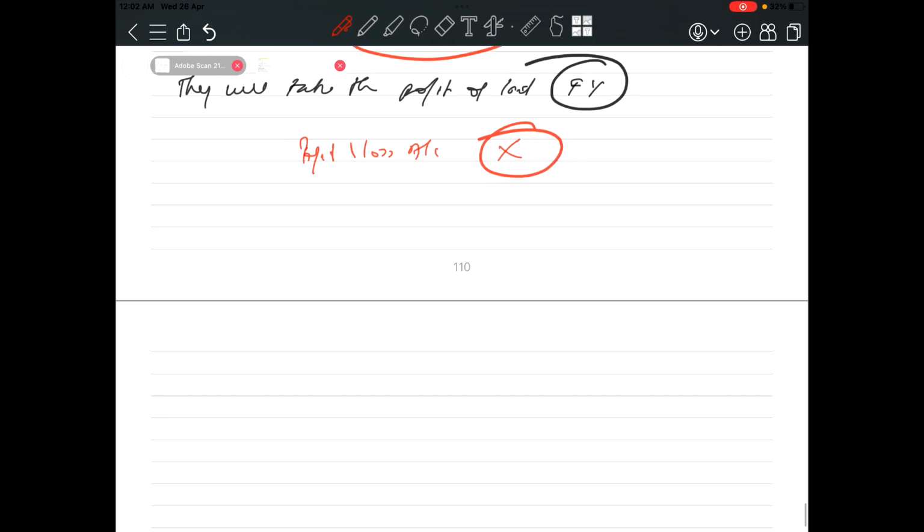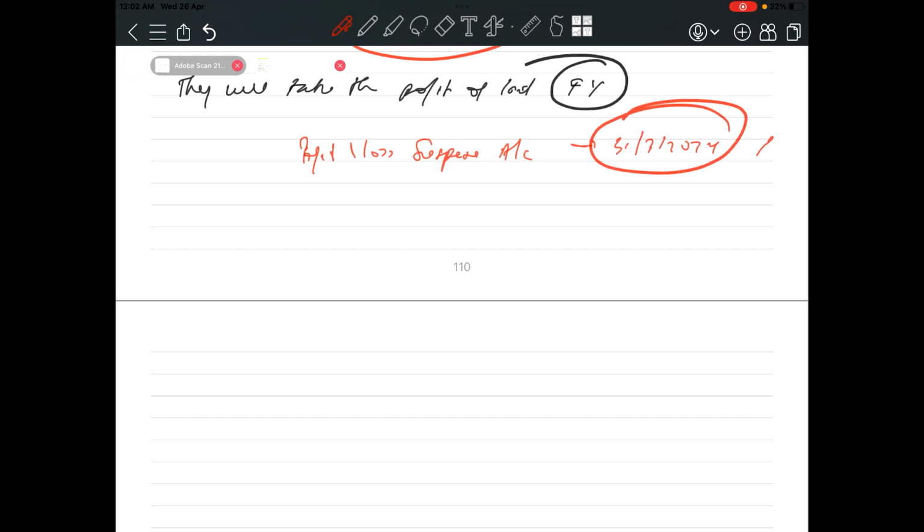So the firm has one option. What will the firm do? The firm will create a new account called profit and loss suspense account. This account will be basically temporary. On the year end 31st March 2024, the firm will have to close this account. This P&L suspense account cannot stay in the balance sheet.